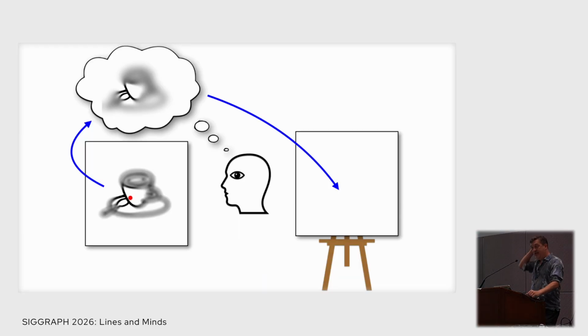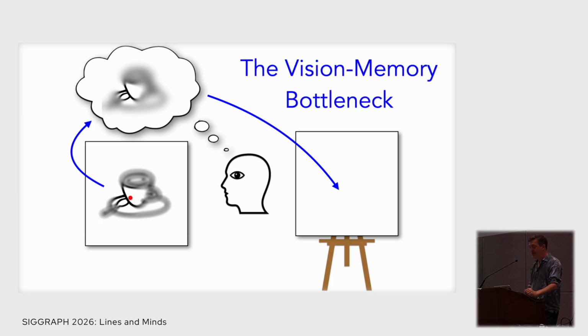So these limitations, how little information you get from a single view and how little information you can store in mental representations, this is what we're calling the vision memory bottleneck. There's very little information you can gather to store and transfer to the picture before you have to go back to the well and get more information.